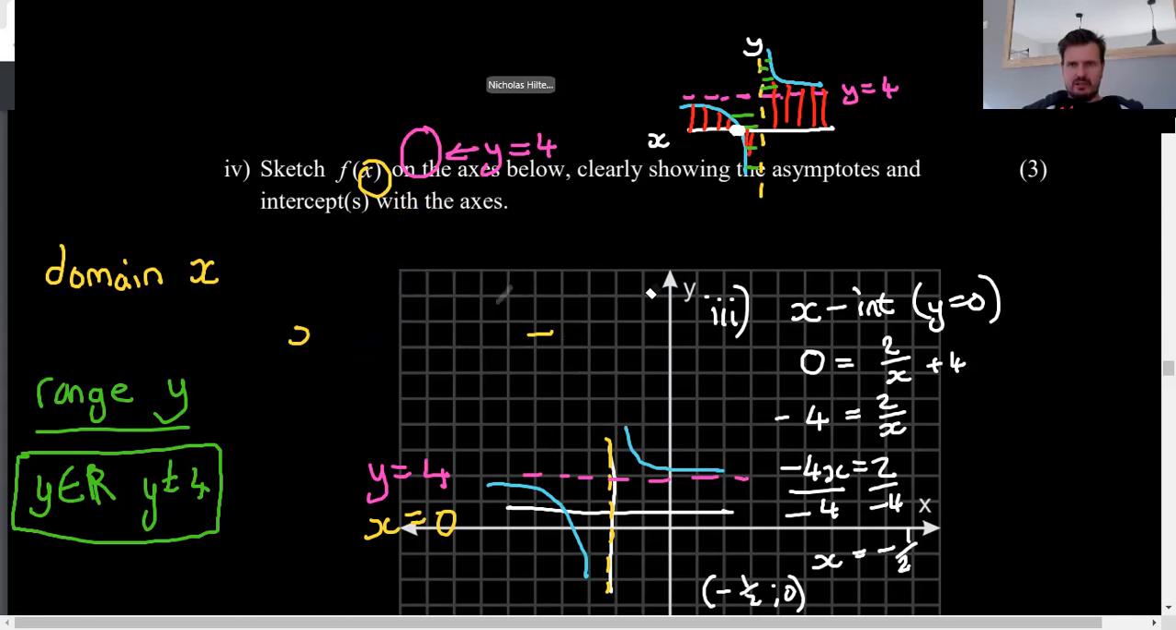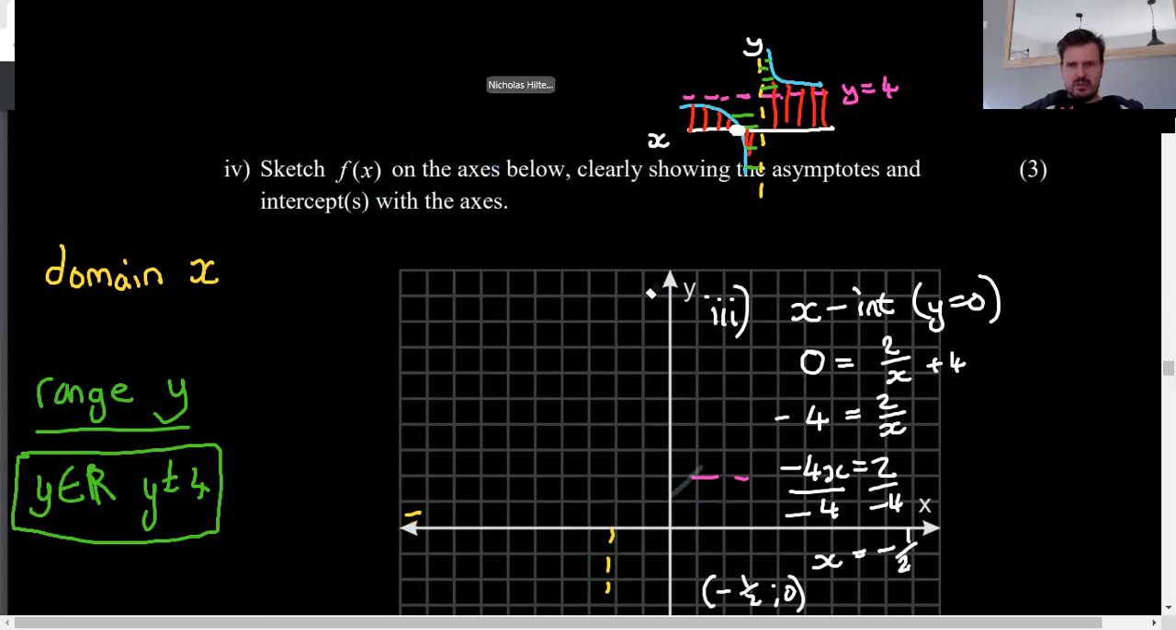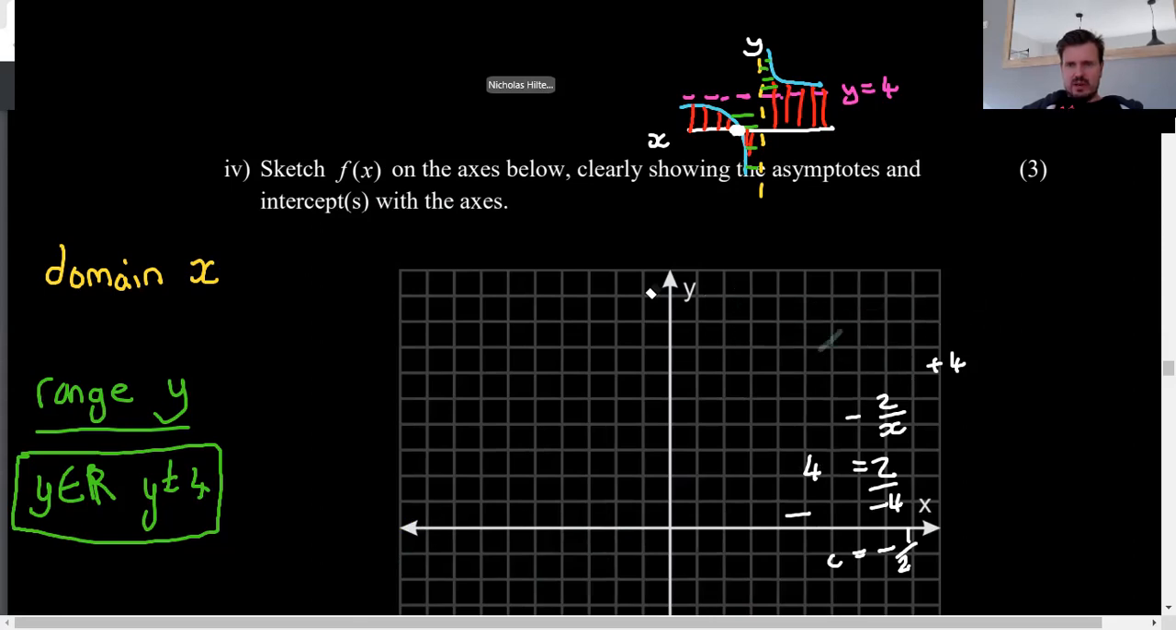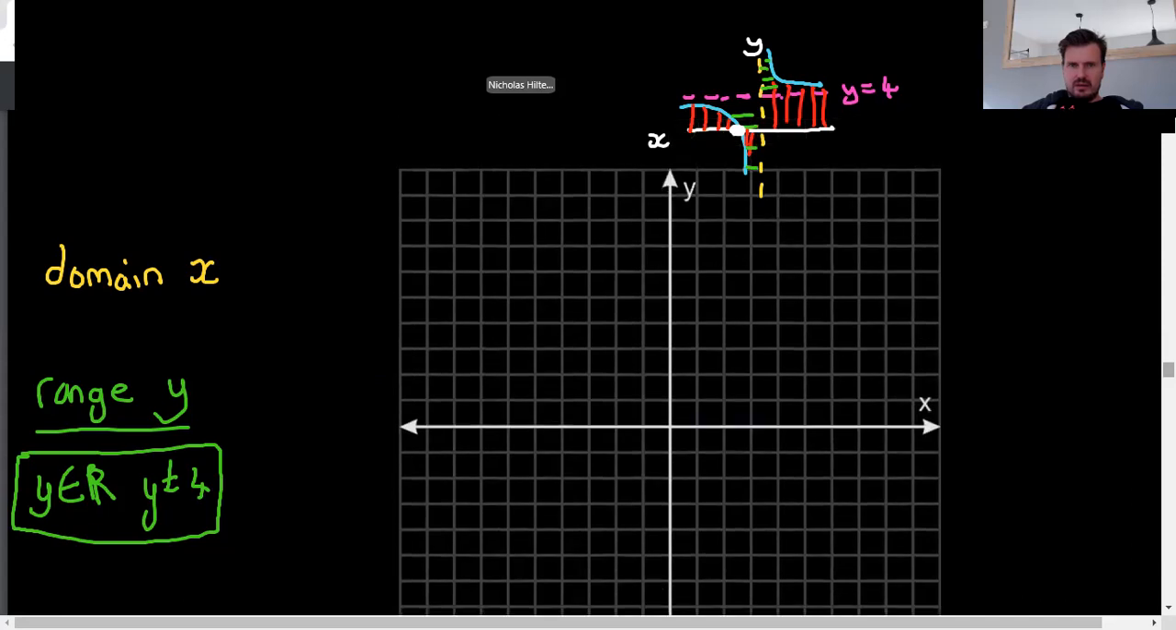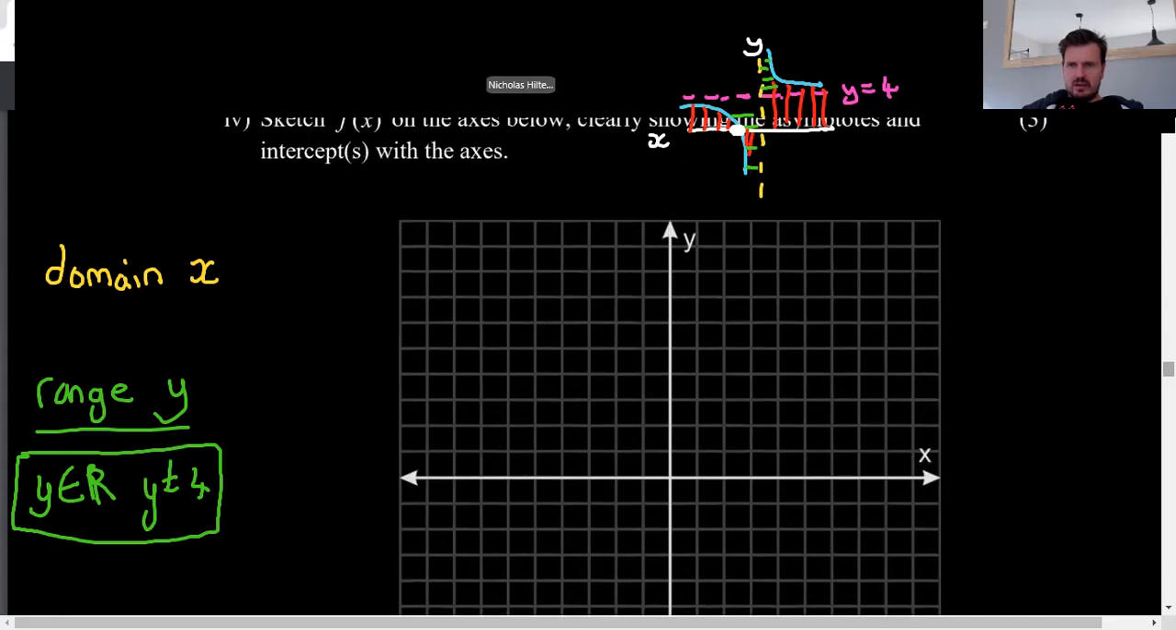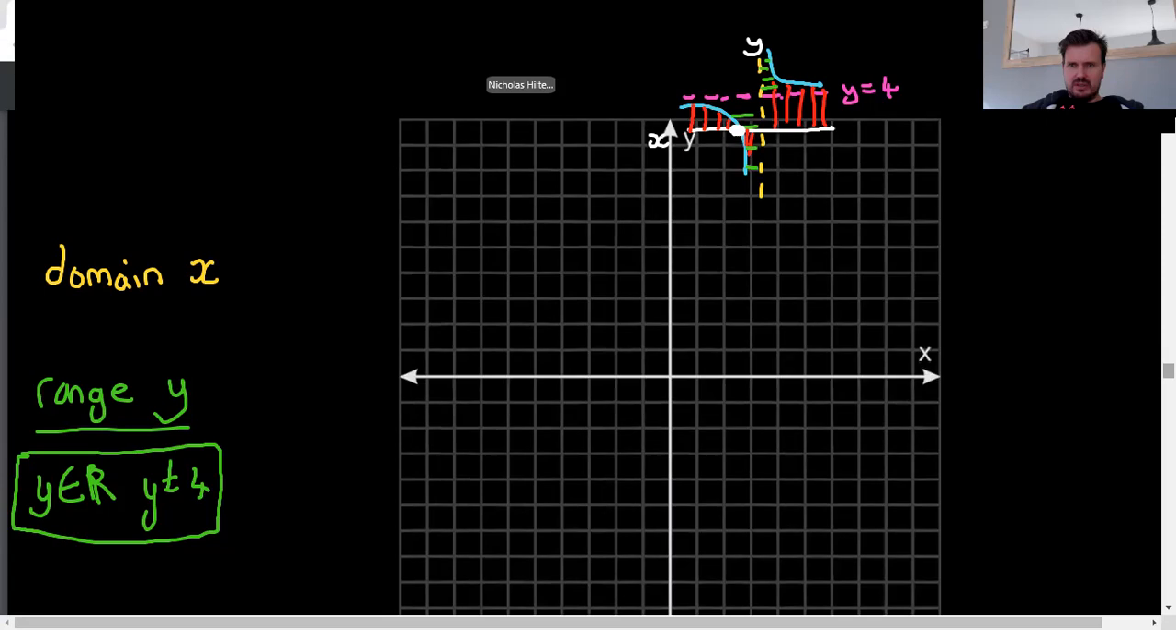Okay, so I've kind of already drawn it anyway. So what do you remember about drawing it? What do we have to find? We need to find the asymptotes. Not the gradient. For a hyperbola, don't get confused about thinking you need to find the gradients. A hyperbola is very different to drawing it.